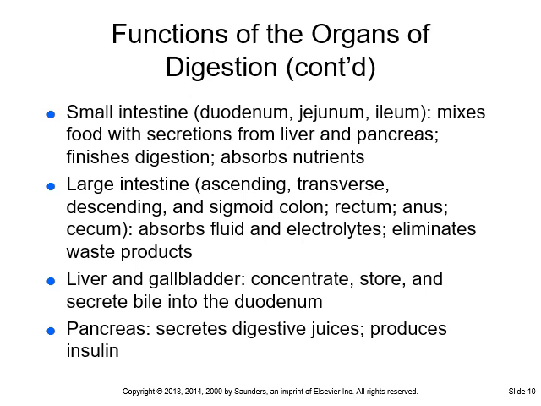The liver is a large, reddish-brown organ located in the upper right quadrant of the abdomen. The gallbladder is a pear-shaped sac that is attached to the surface of the liver by the cystic duct. The liver and gallbladder concentrate, store, and secrete bile into the duodenum.